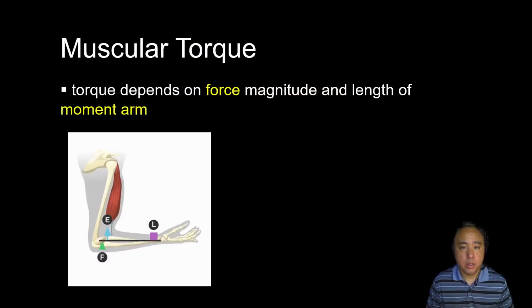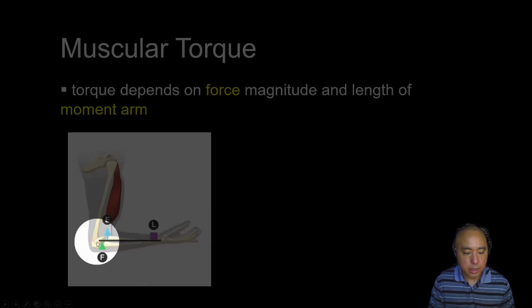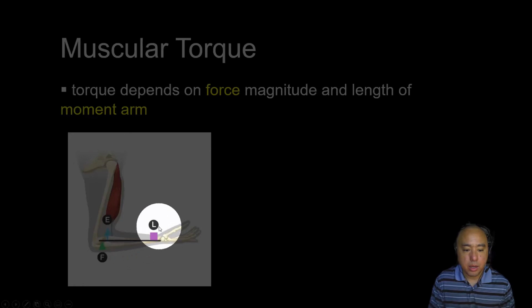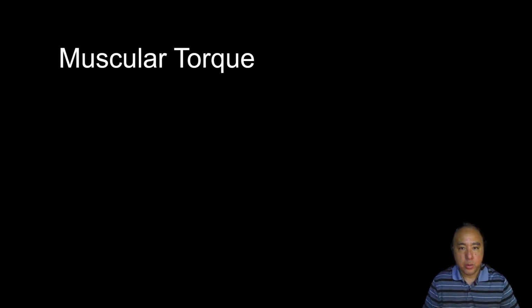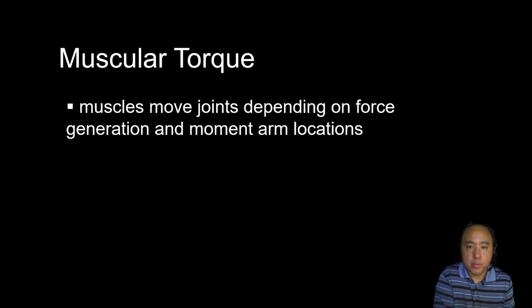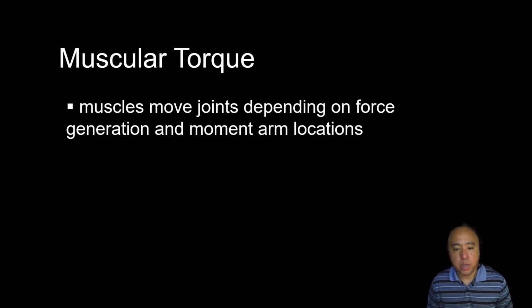So now let's talk about torque in the context of muscular contraction. As I mentioned earlier, torque is a product of the magnitude of the force as well as the location of the moment arm. Say for example, you've got the elbow joint here. The fulcrum, which is represented by F, is the axis of rotation of the elbow. The L here represents an externally applied load, which is the weight of the forearm. And an E here represents the effort force of the biceps muscles. So muscles generate angular motion through torque, which, as I mentioned, is a function of the force generation of the muscle itself, as well as the location of the moment arm.